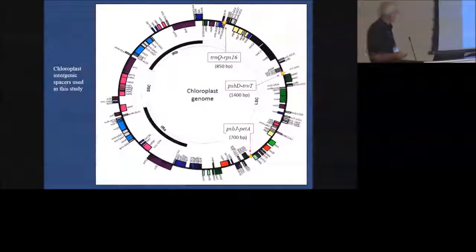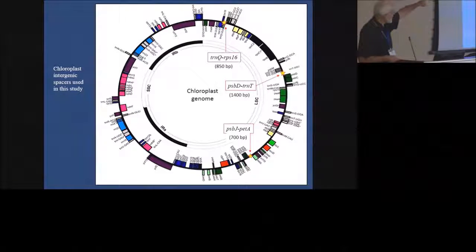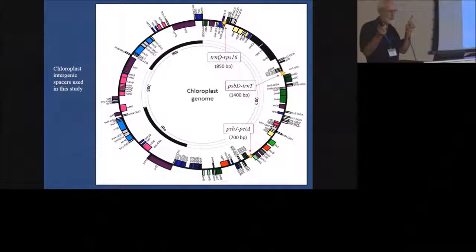I looked at several chloroplast loci. I'm going to be talking about 2 of these, the one on the top and the one on the bottom, the trnQ-rps16 and the psbJ-petA. These are intergenic sequences. These are not gene sequences, but just the spacers in between the genes, where they tend to mutate at a faster rate. I'm not going to talk about the one in the middle, but the results were essentially the same as the other 2. These are in an area called the large single copy region, which takes up more than 50% of the entire genome.